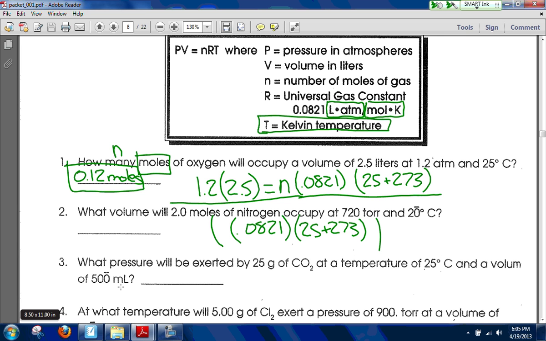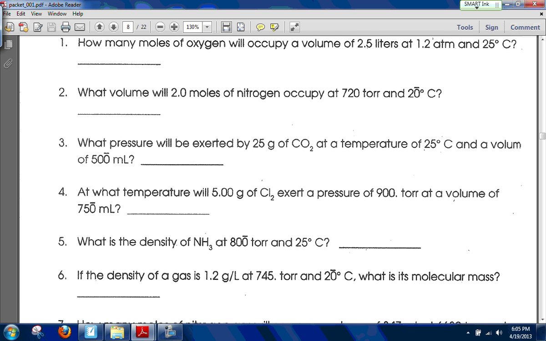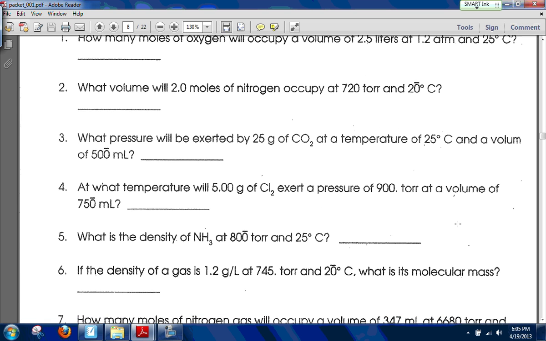Okay, it's really not so bad. It's a little bit of math, but you're not afraid of math. It's your friend. All right, number 2, it says, what volume will 2 moles of nitrogen occupy at 720 torr and 20 degrees Celsius? Oh no, it gave us torr instead of giving us atmospheres. What are we ever to do?